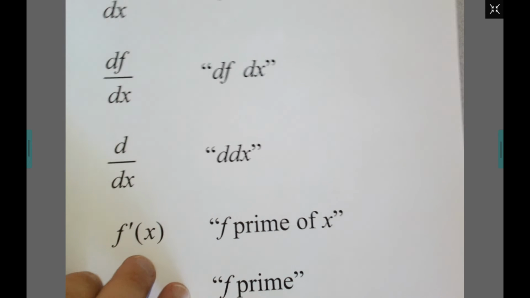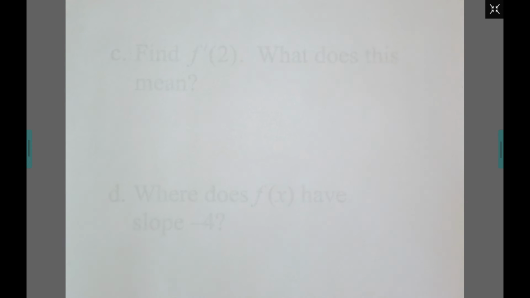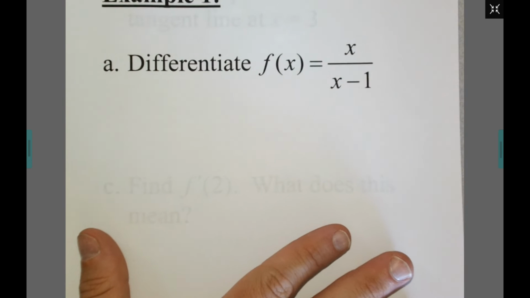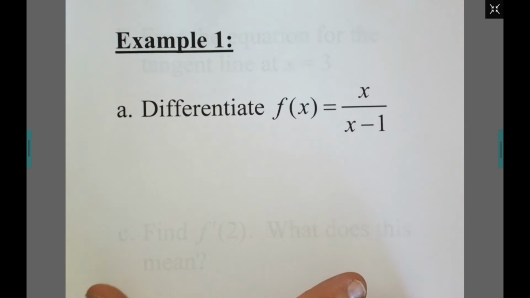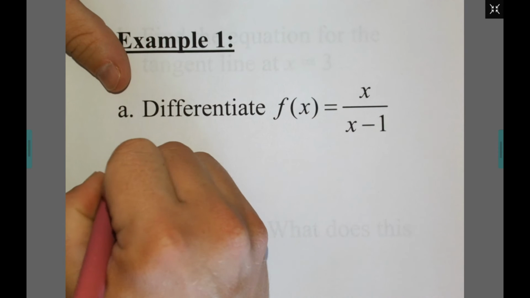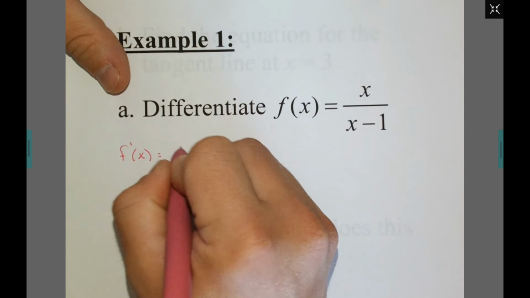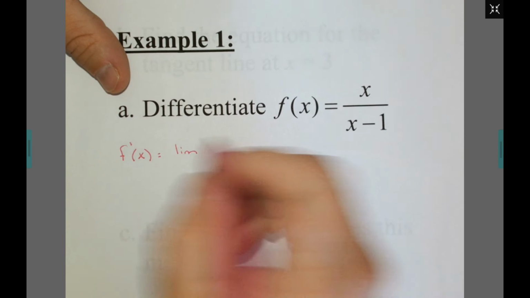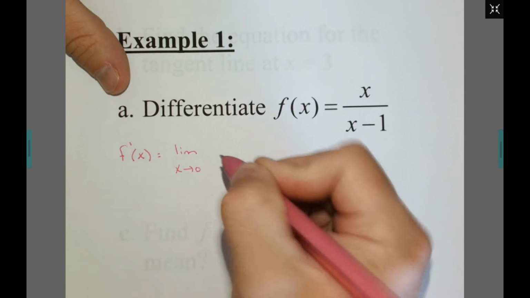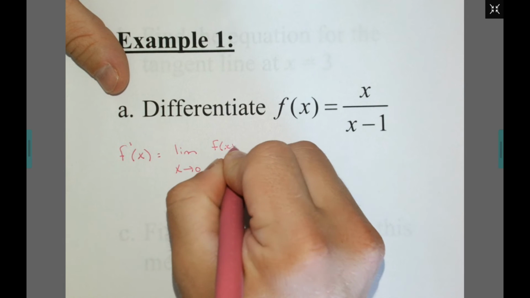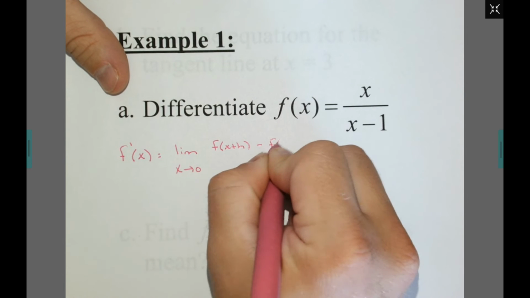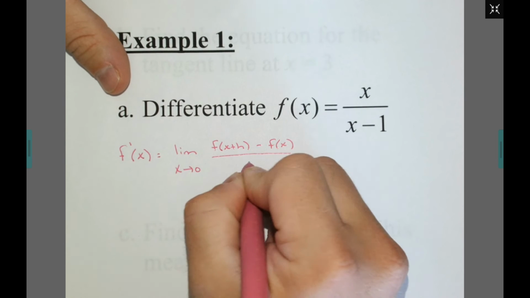All right, so jumping into examples. And again, we're going the long route on these for another couple days or so. Example 1, they ask us to differentiate f of x equals x over x minus 1. So with this, they're asking us to find the derivative. So I'm going to go f prime of x is equal to, and I'm going to throw my generic formula in there. It's going to be the limit as h goes to 0 of f of x plus h minus f of x all over h.